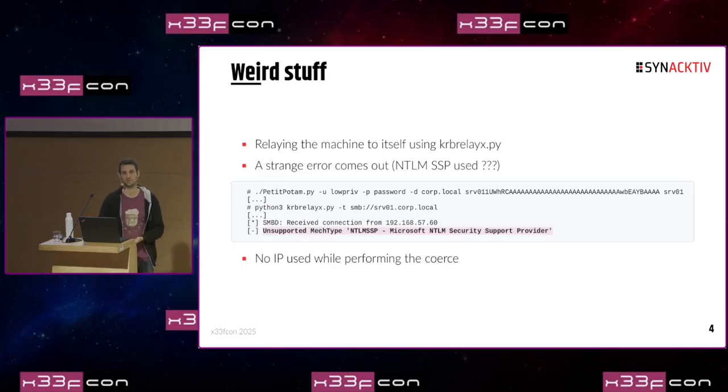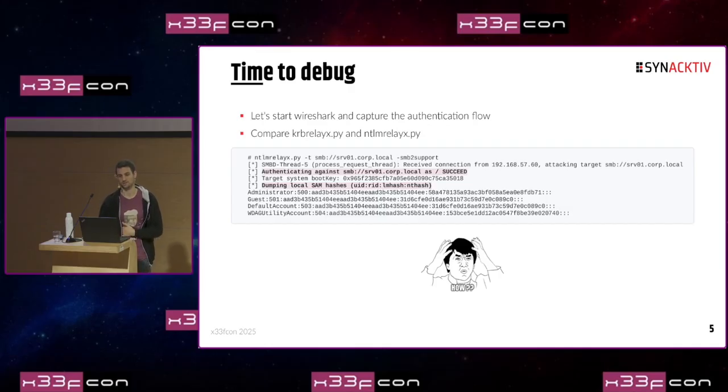I was wondering why NTLM SSP is in use. It should be only Kerberos, because when I was doing the coerce action, where it tries to force the machine to authenticate to our controlled machine, I'm not using any IP, I'm only using host names. So I was thinking this is kind of weird, what is choosing the NTLM protocol? So I wanted to debug that. I started with a network analysis using Wireshark.